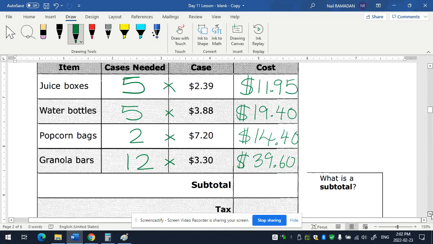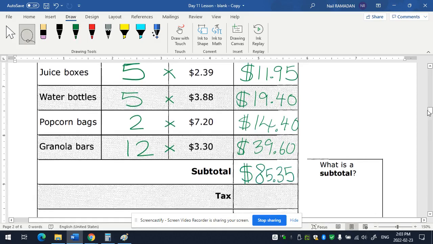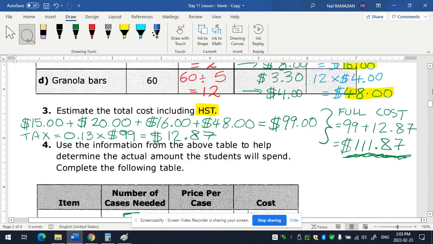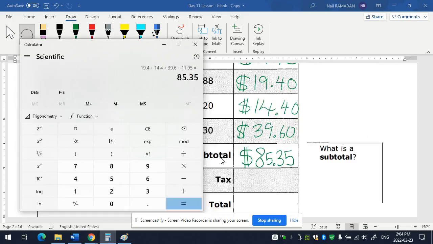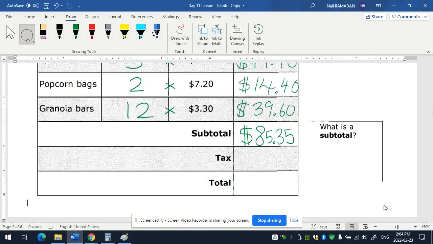So subtotal. Okay, let's add those up. What was the old subtotal? No, subtotal before. 99. Now the subtotal apparently is only what? 85.35. $15 less when we considered the actual prices, not the rounded up prices. Okay? Yep. That's it. Oh, by the way, subtotal means what? Everything before the tax. What do you need now?